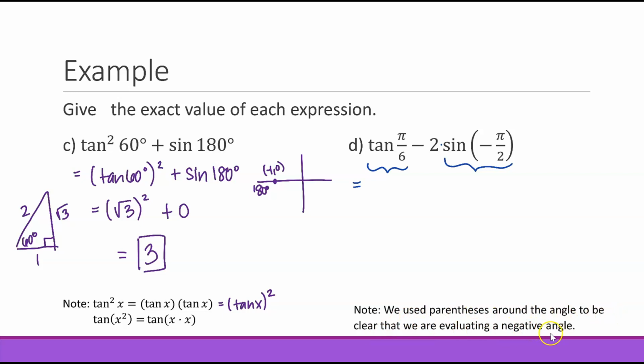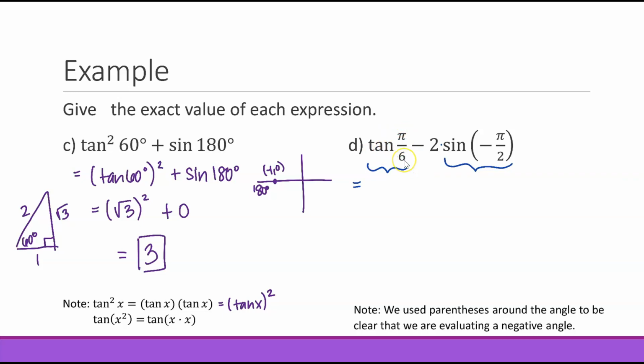So we don't always use parentheses around the angle. So notice here, tangent of pi over 6, the parentheses weren't used, although they could be. But here, we tend to just use parentheses to make it absolutely clear what is inside of the trig function. So in this case, it's a negative pi over 2. So let's start by working on tangent of pi over 6.